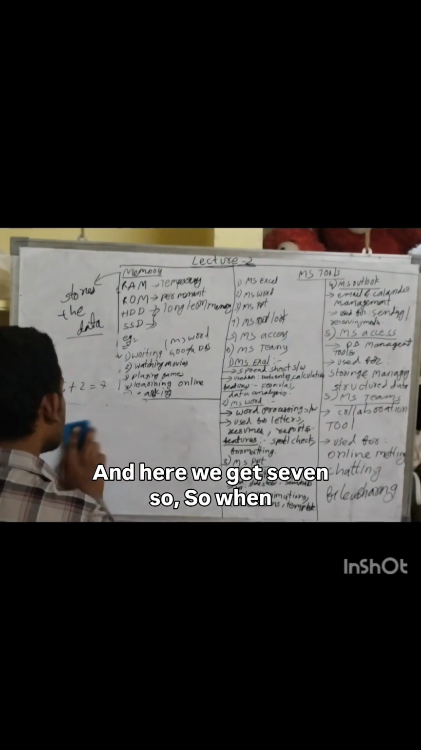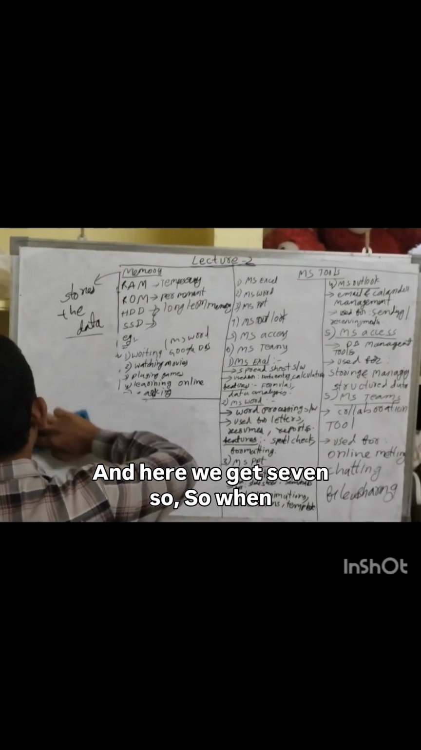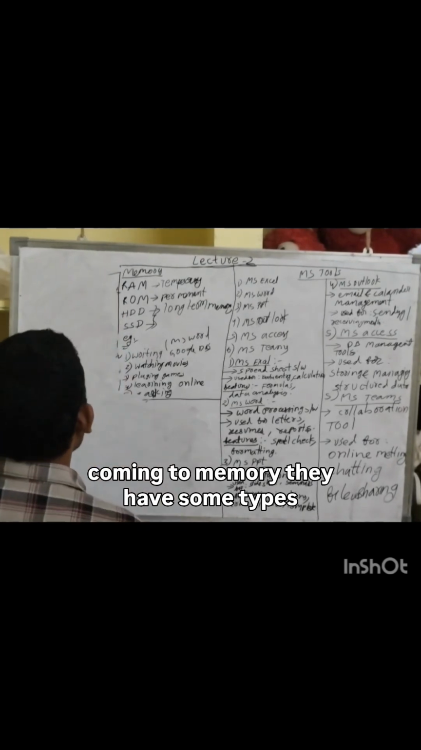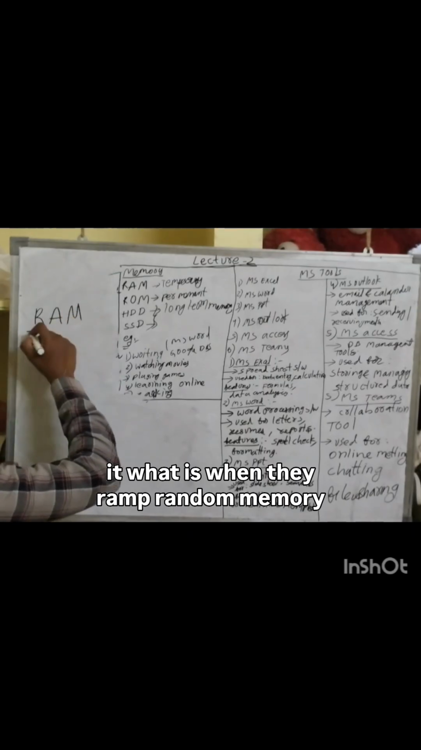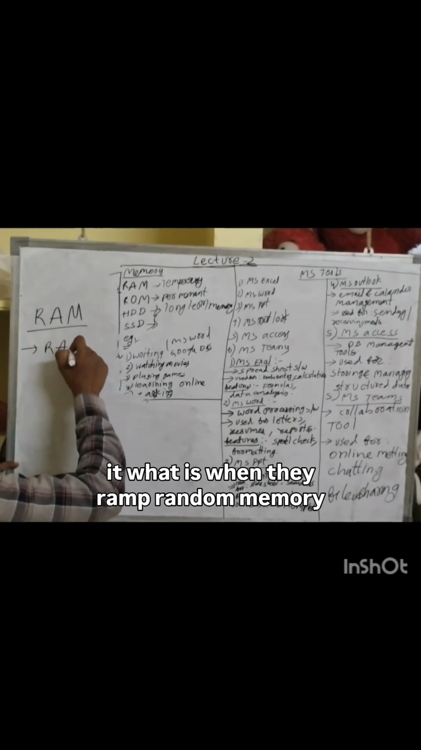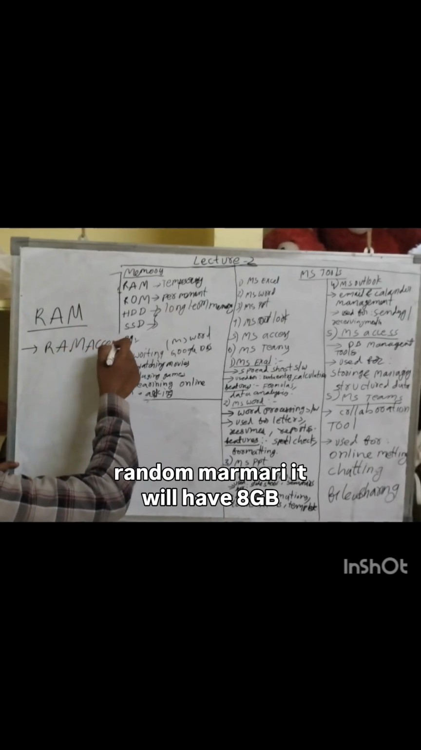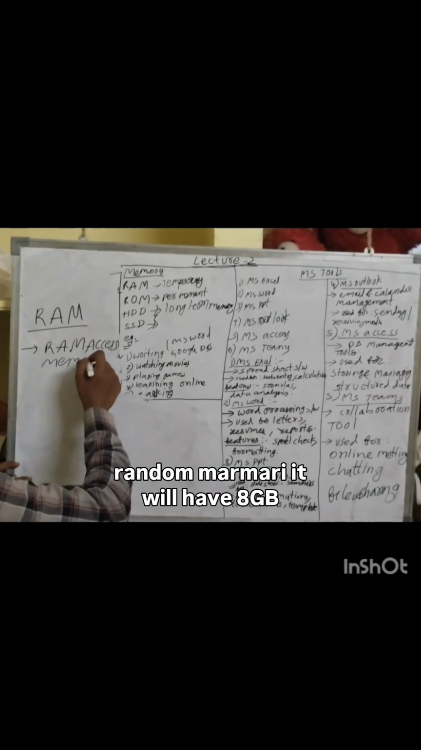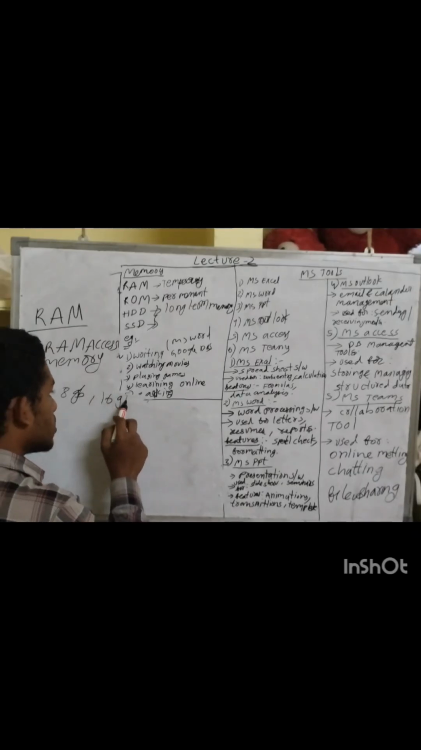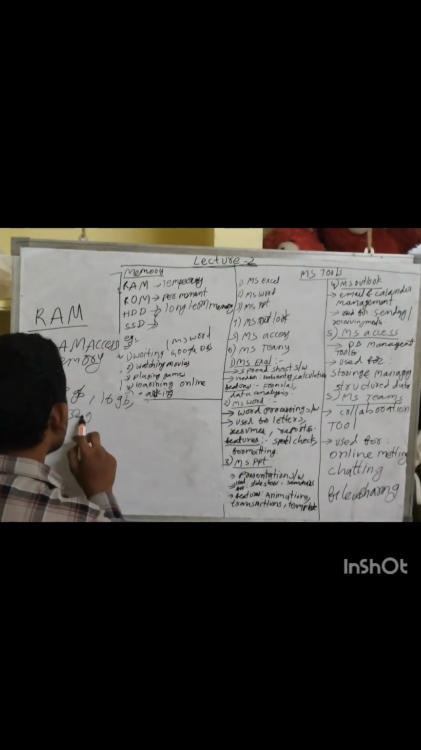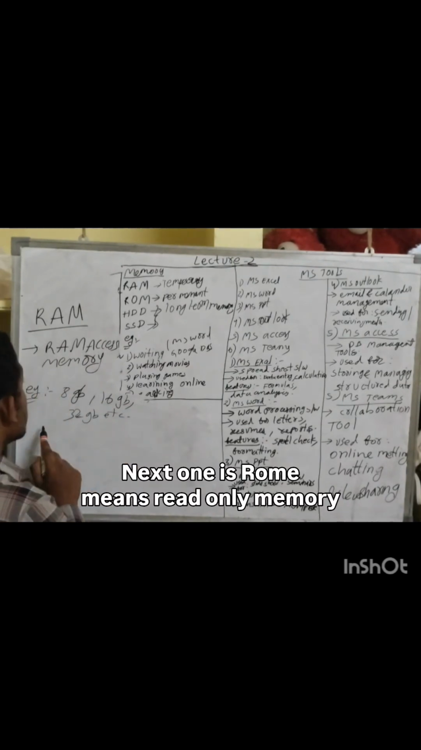Memory is measured in bits and bytes. When coming to memory, there are some types. First one is RAM, ROM, HDD, SSD. First one is RAM. What is meant by RAM? Random access memory. It will have 8 GB, 16 GB, 32 GB, etc.